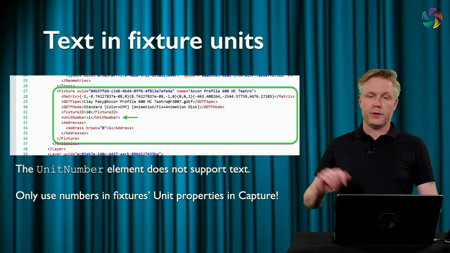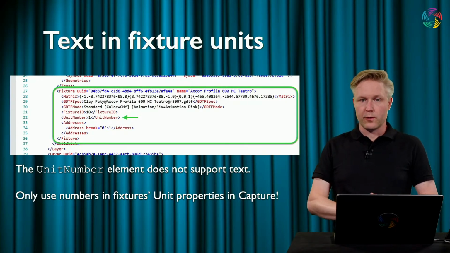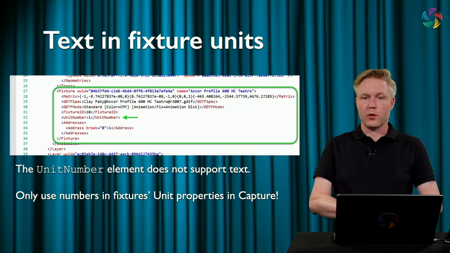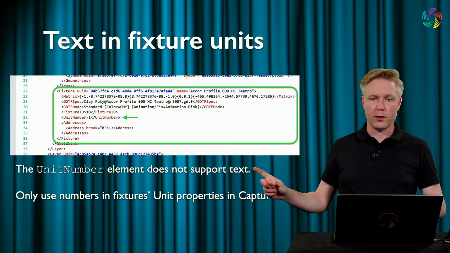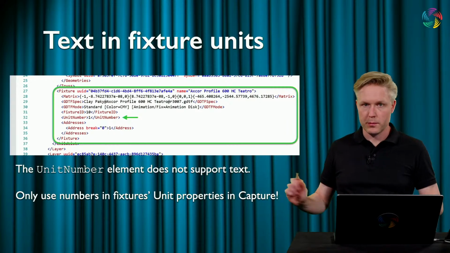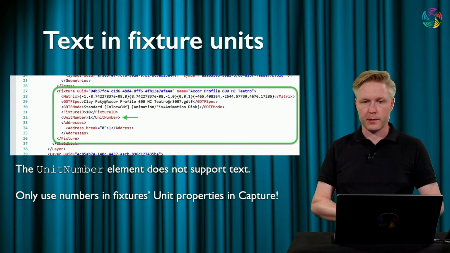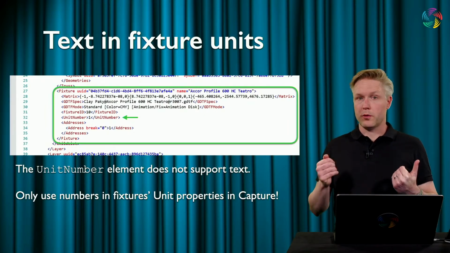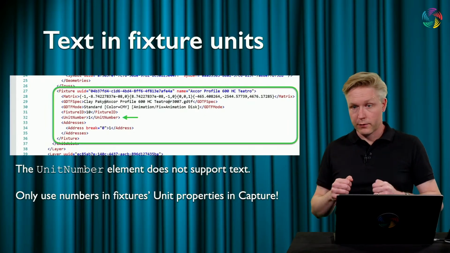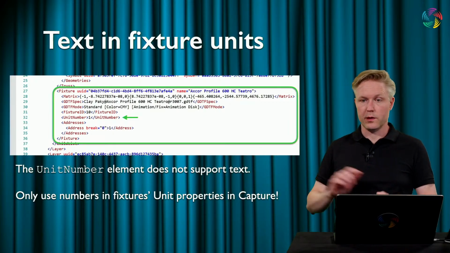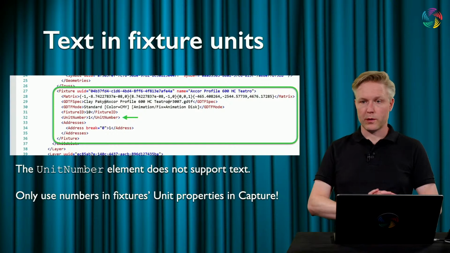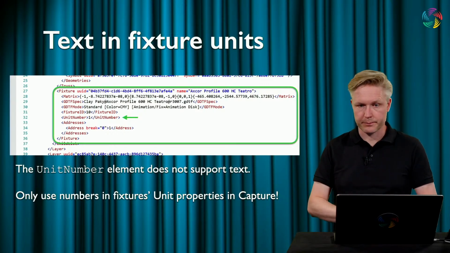If you use unit properties in Capture for fixtures and you use more than just numbers, then you will run into a problem that MVR only supports numbers in the unit number property element. So on export, Capture removes any text from the unit property and leaves you only with a number in the unit number field, because MVR only supports numbers there.